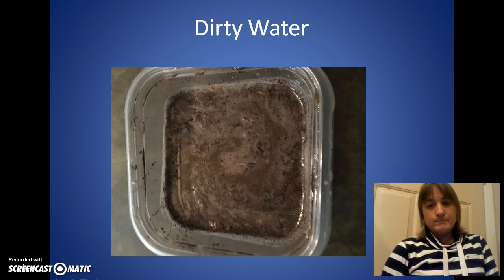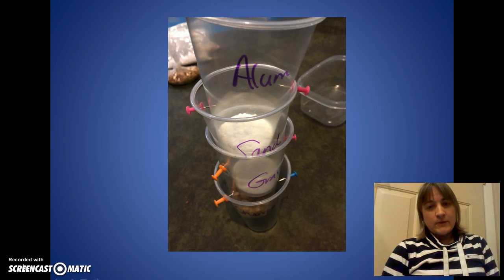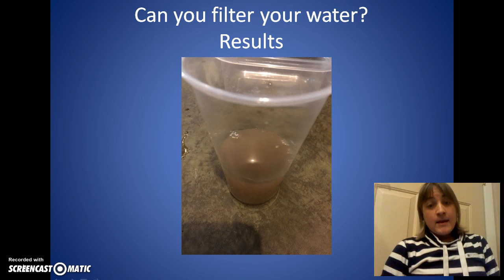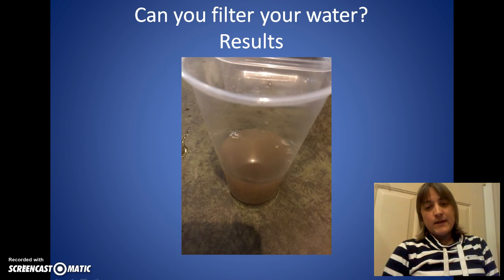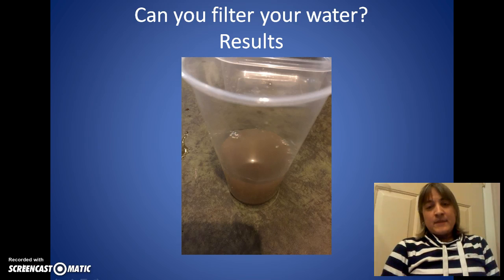And here's a picture of my dirty water. Here's another picture of the order in which I placed all of the materials: alum, sand, gravel, and of course charcoal at the bottom. In the end, this is what my water looked like. This was not what I was hoping for. However, it started out to be a very dark brown in color, and it became a lighter brown. I was hoping that I would not see any brown, but of course it is a light brown color.